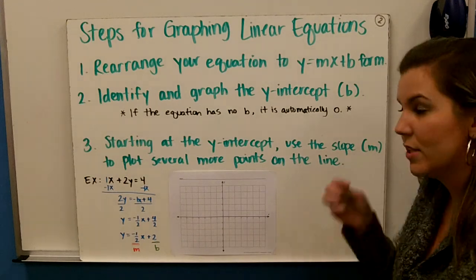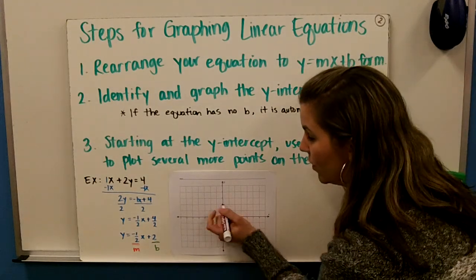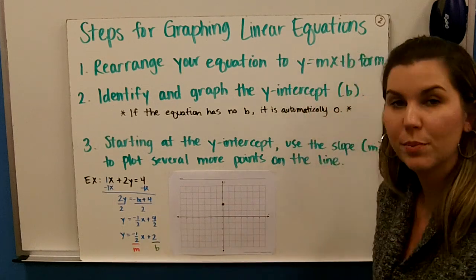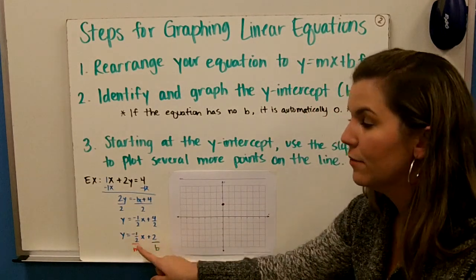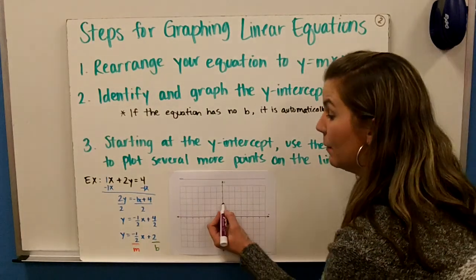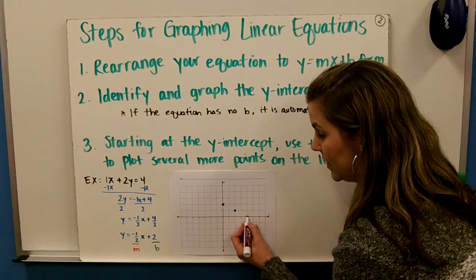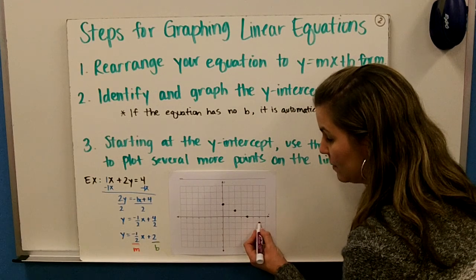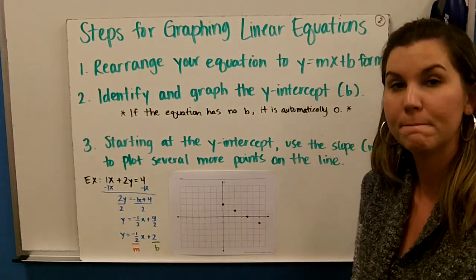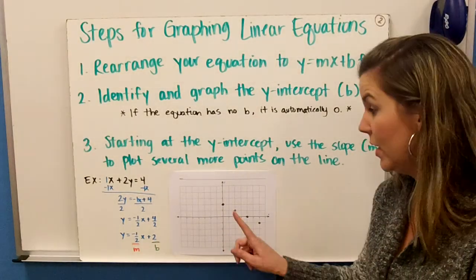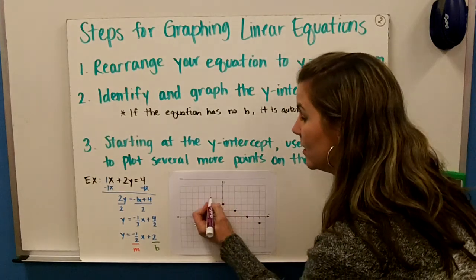You start with the y-intercept on the graph. The y-intercept is found on the y-axis. So I go up 2 and put a point. My slope is negative 1 over 2. That means I'm going to go down 1 and to the right 2, a negative slope. And I'm going to repeat this pattern as many times as I can. The opposite of going down 1 and to the right 2 would be to go up 1 and to the left 2.